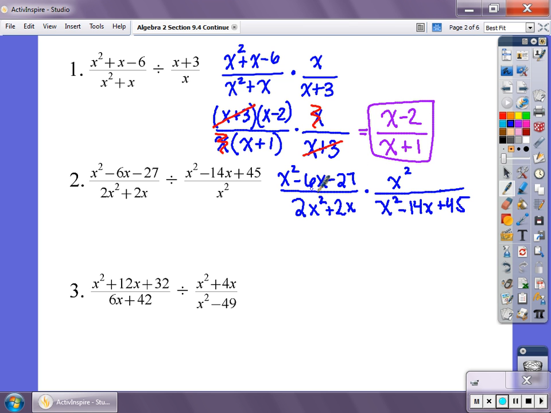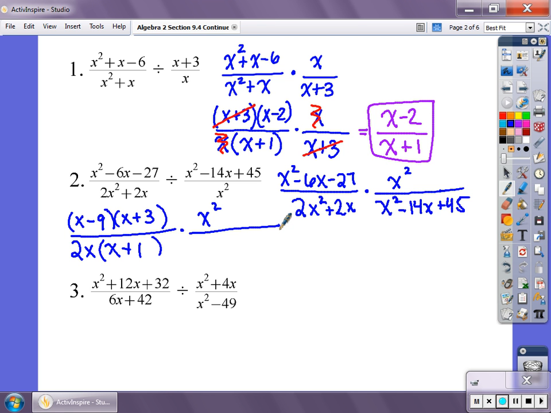Factor everything you can. So from here, we need to think of factors of negative 27 that add up to negative 6. That'll be negative 9 and positive 3. Down here, I see immediately that each has a common factor of 2, and each has a common factor of x. So in the denominator, 2x is the greatest common factor. When you undistribute that, you'll have x plus 1 times x squared does not factor over the x squared minus 14x.